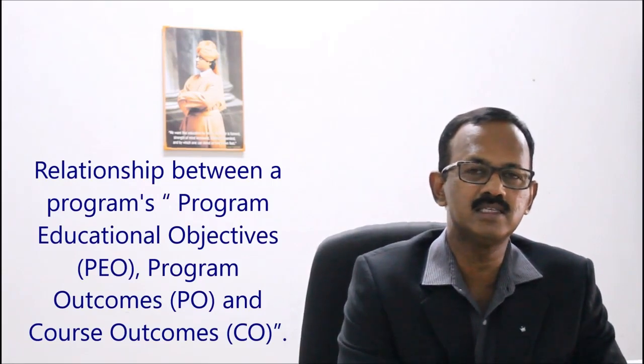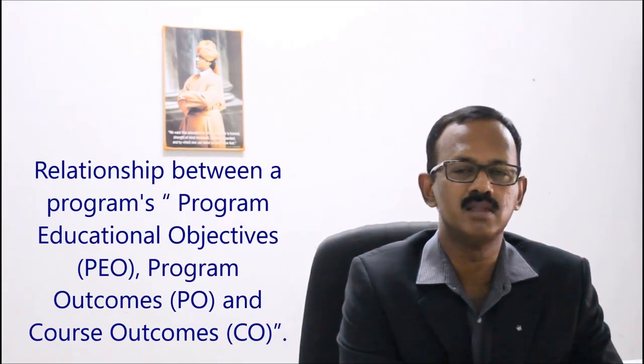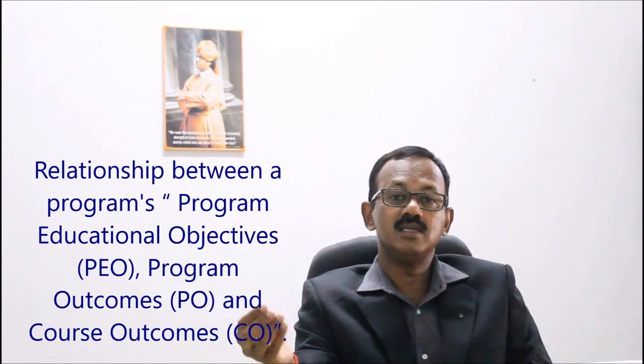Now let us look at the relationship between program educational objectives and program outcomes, and in turn the relationship between program outcomes and course outcomes. See, the program educational objective is the intention with which I am offering a program. That is what it means. I am offering a program, for example BE mechanical engineering, with this particular intention. For example, with an intention of preparing the graduate to take up a career in the design field. So automatically, the program educational objective is very clear.